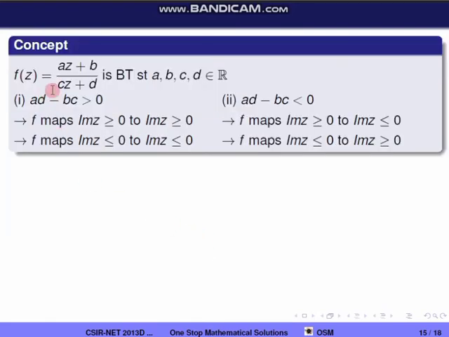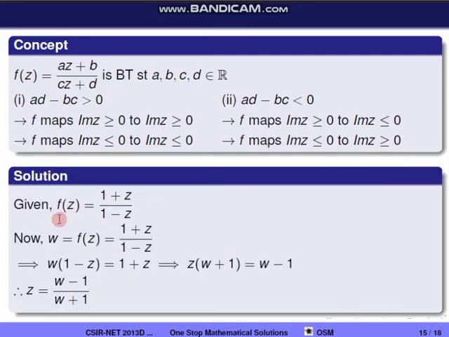f of z is equal to az plus b divided by cz plus d is a bilinear transformation such that a, b, c, d are elements of R. If ad minus bc is greater than 0, f maps imaginary z greater than or equal to 0 to imaginary z greater than or equal to 0. And also f maps imaginary z less than or equal to 0 to imaginary z less than or equal to 0. If ad minus bc is less than 0, f maps imaginary z greater than or equal to 0 to imaginary z less than or equal to 0. And also f maps imaginary z less than or equal to 0 to imaginary z greater than or equal to 0. So now we'll move on to the question.